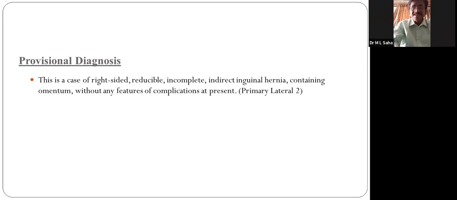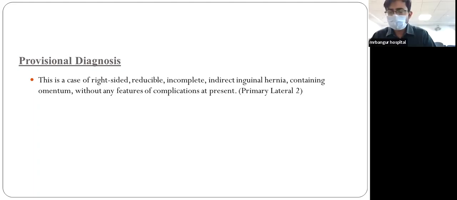And next is if the hernia is irreducible. Yes, sir. Now people are trying to do TAPP repair even for irreducible hernias, but an irreducible hernia is a relative contraindication. And sir, for laparoscopic repair, if a patient cannot be put under general anesthesia, that is also a contraindication.